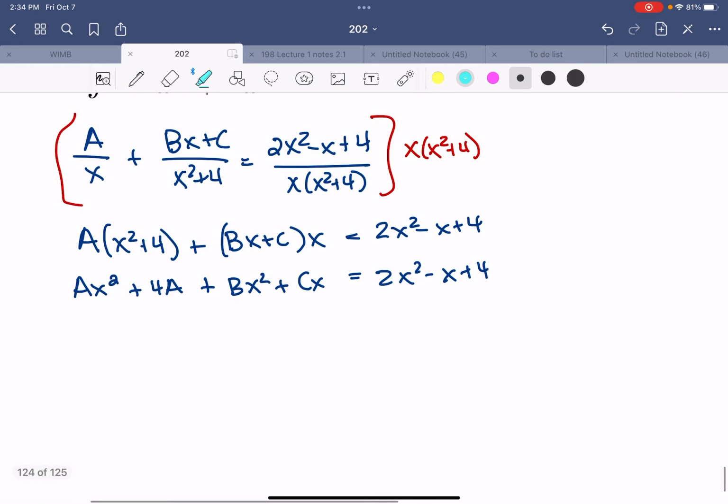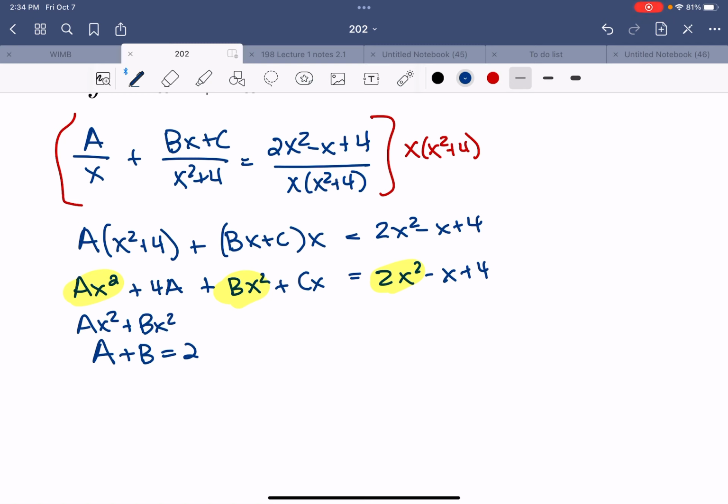Okay, I want to equate my coefficients. So I'm looking for x squareds. I have an ax squared plus a bx squared, and that has to be equal to 2x squared. So that tells me that a plus b has to be 2. And the reason for that is because ax squared plus bx squared has to be 2x squared, right? Well, if you divide through by x squared, you get a plus b equals 2. So that's the first thing that I know. So I know this one.